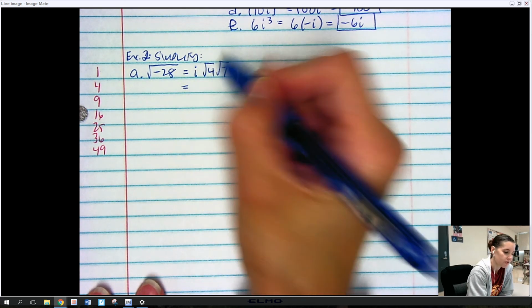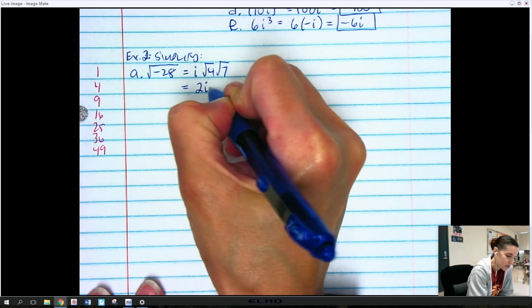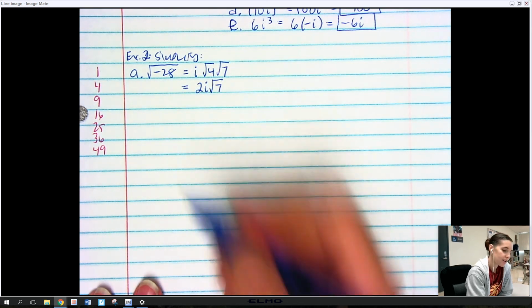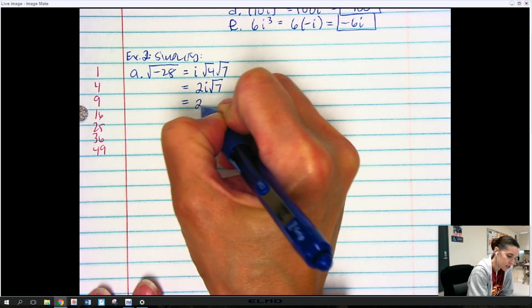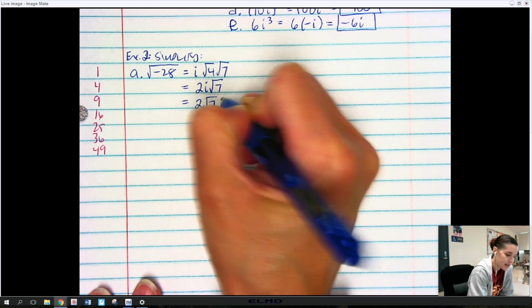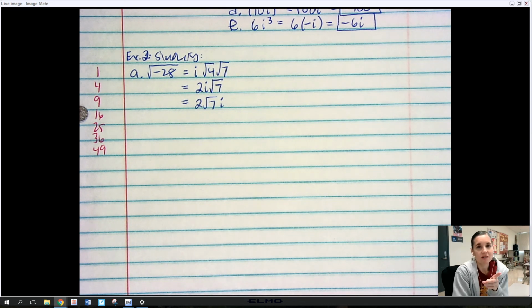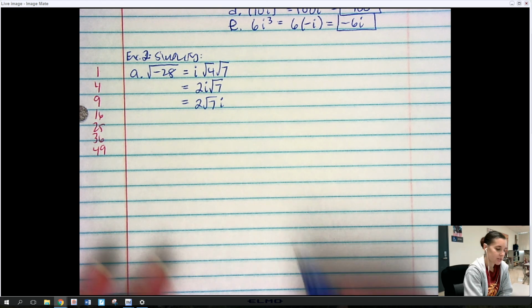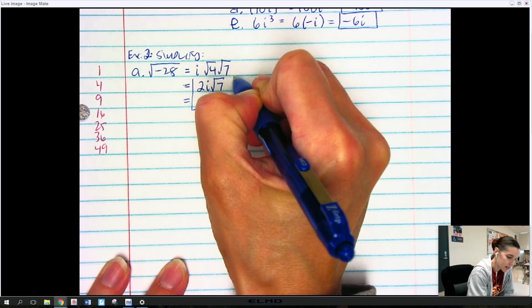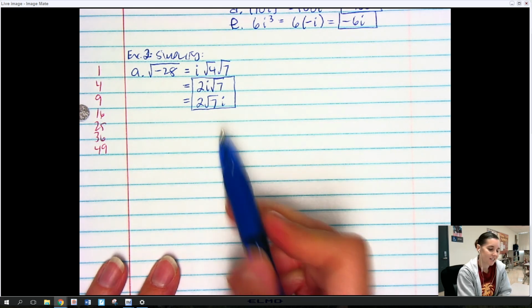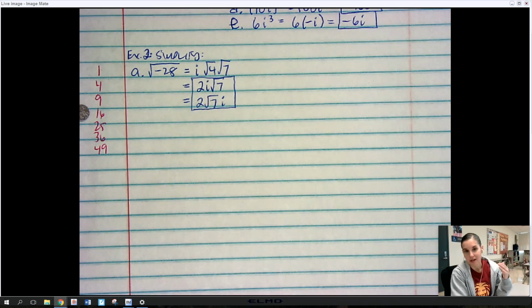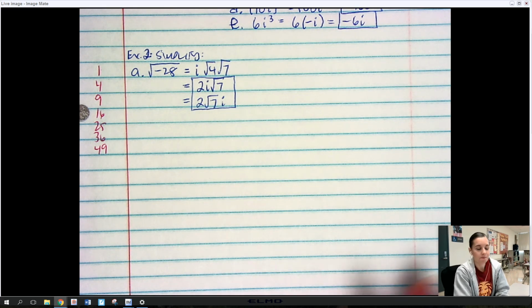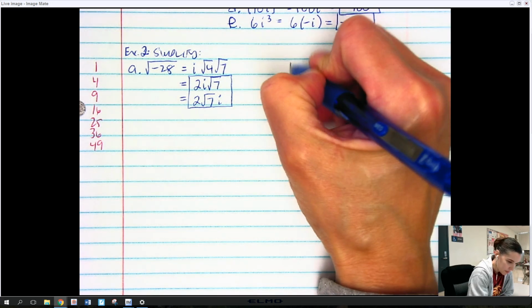If I do the square root of 4, that would be 2. So I have my 2i root 7. Another way I could write this, if I want, is 2 root 7 and then the i. Just be very careful when you write it this way because you have to make sure that the i is not underneath the square root. Whichever way you are comfortable writing it, you're more than welcome to. I tend to write the i in front of the root just because I don't want to accidentally tail my root over the i.